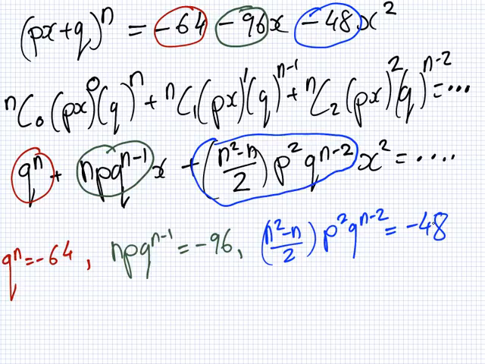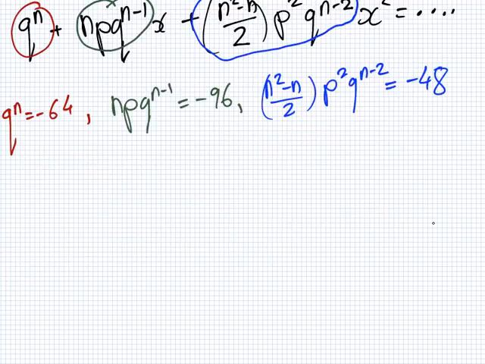Got that so far? So the big question is, what do we do next? Do we have any ideas? Q^(n-1) separated, q^n over q. Okay, you are correct so far.